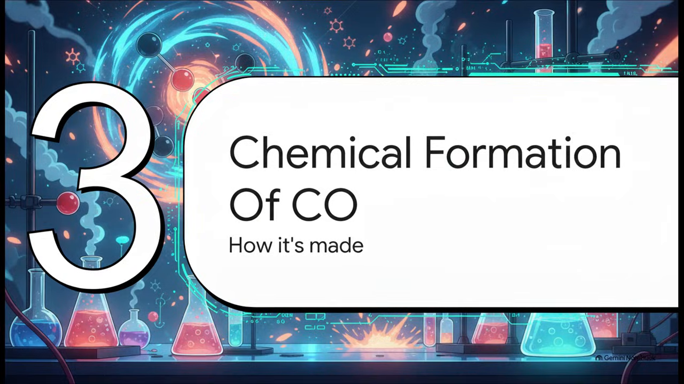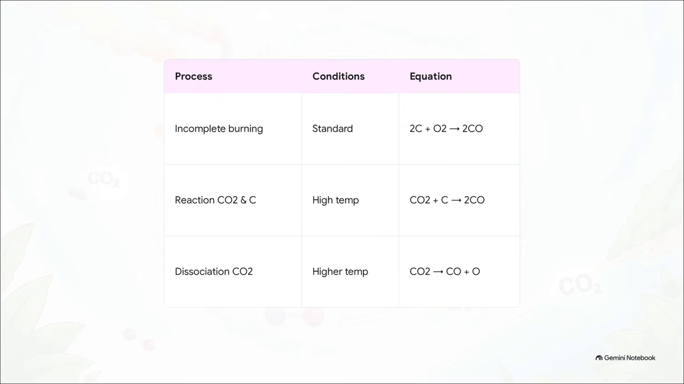All right, Section 3, chemical formation of CO. Now that we know its lifespan and baseline, let's look at how this gas is actually born. We've got 3 distinct formation processes to analyze here, and each one tells a slightly different story of combustion. Take a look at the top row. This is the incomplete burning of carbon and fossil fuels. This happens when a fire is quite literally starved of oxygen.